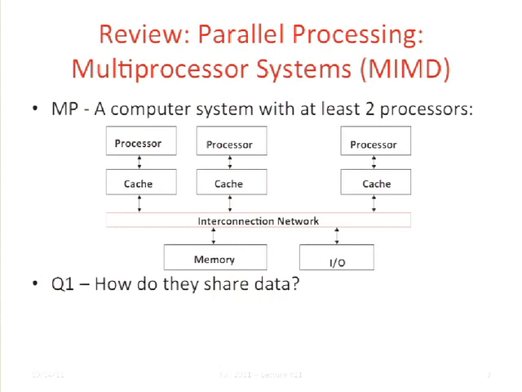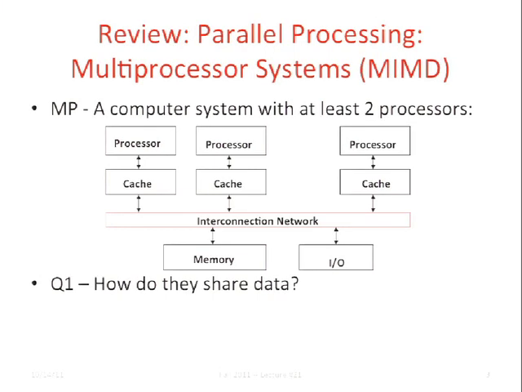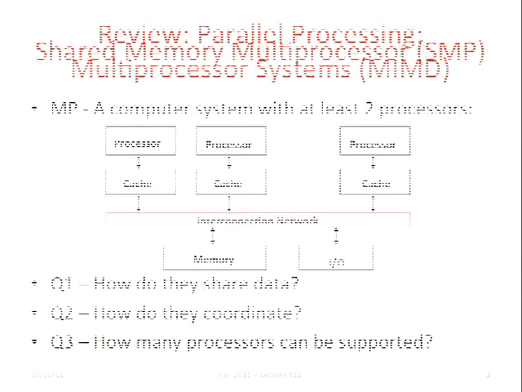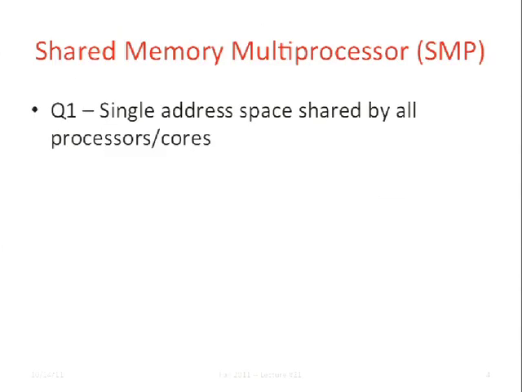Three things you might want to know about a shared memory multiprocessor. One is how do they share data. Two is how do they coordinate the sharing. And three is how big does it scale. We talked about all that last time. So answer one was the way they're going to share memory is by sharing memory. So it's a single memory that gets used across all the cores. All these different processors are using the same address space.